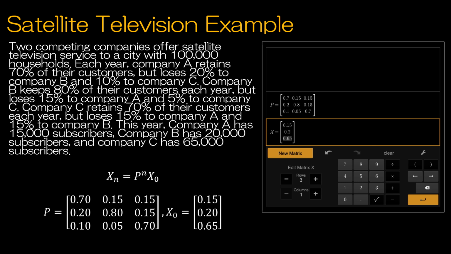We said A retains 70%, so from A to A is 0.7, loses 20% to B, so that's 0.2 in the second row, because 0.2 would go from A to B, and 0.1 would go from A to C, and so forth. That's where we got the values for P. And for X sub 0, that says this year, company A has 15,000 subscribers, B has 20,000, and C has 65,000, and that was a total of 100,000 people, and so we divided. So now you're caught up.